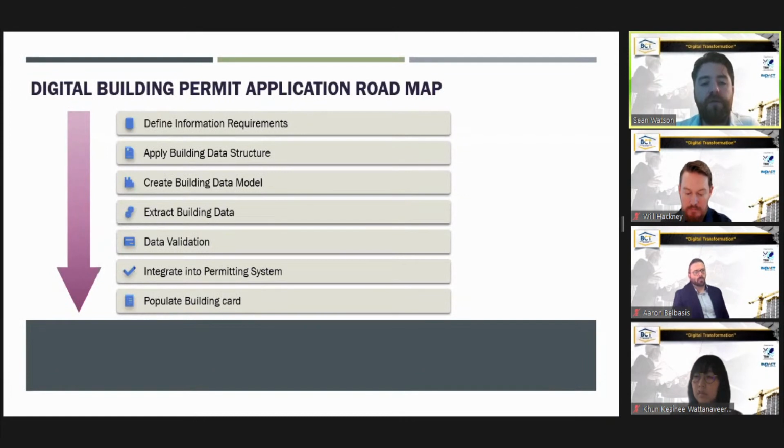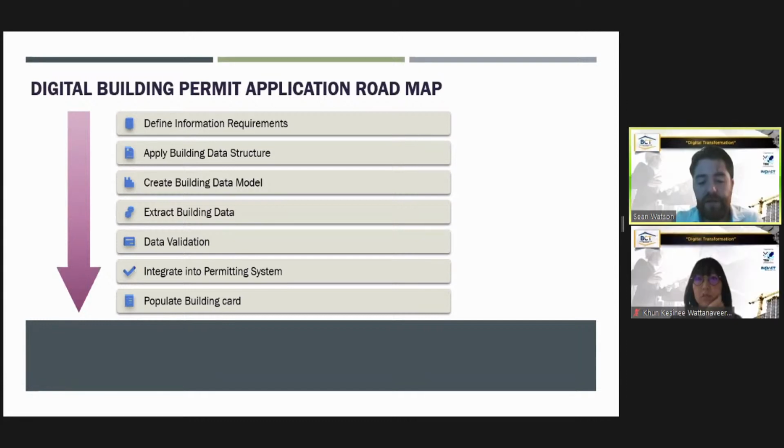So just to give you an overall idea of the roadmap we took to looking at defining a digital building permit was, first of all, we had to define the municipality information requirements. Then we would take those information requirements and apply a building data structure. Once we had the data structure, we could then create a building data model. And from our data model, we would then extract the building data. Once the data is extracted, we would then validate it, and the validated information would then be integrated into the permitting system.